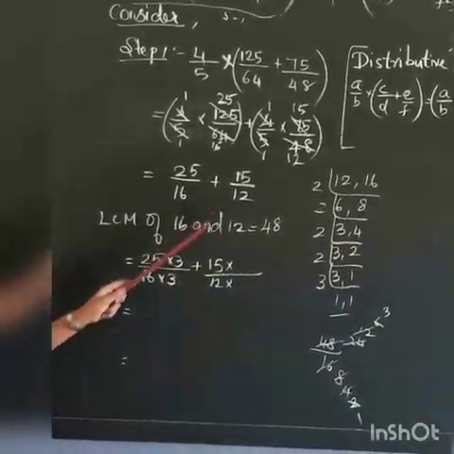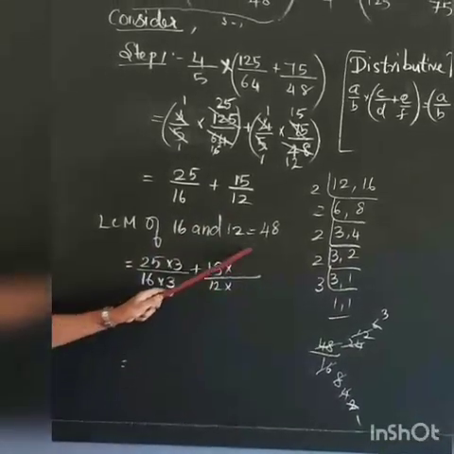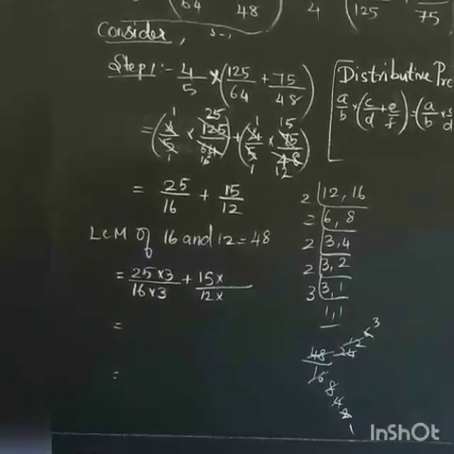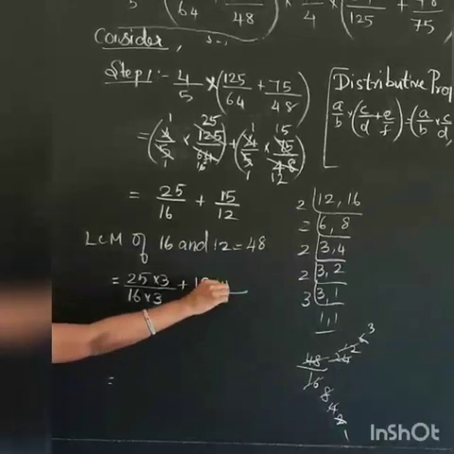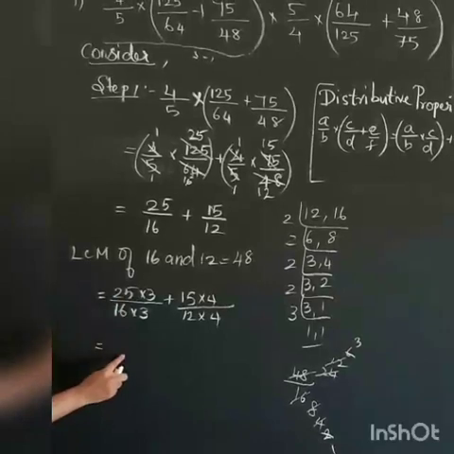Similarly, in the next rational number 15 by 12, the denominator is 12. So in 12 table 48 how many times? Again you want to do 48 by 12. If you divide these two, you will get the answer as 4. So both the sides multiply by 4. Now multiply and write, simplify and write the answer here.